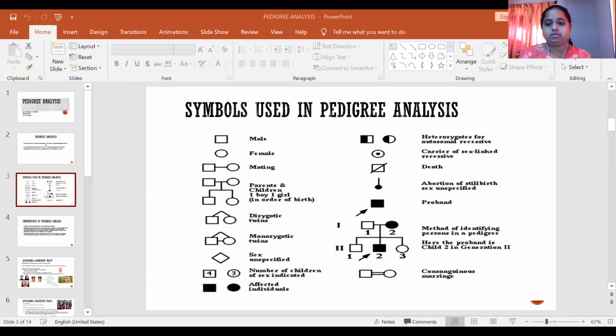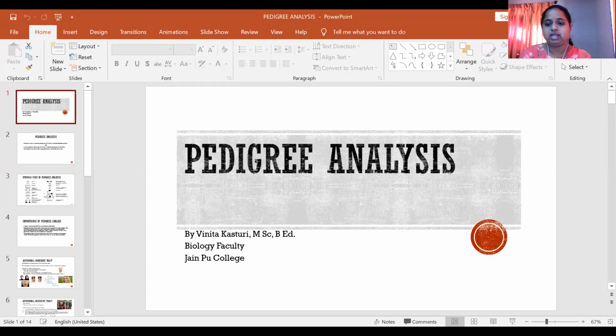Today we'll have one more practical session of second PUC, that is pedigree analysis. We have done the concept of pedigree analysis in the theory under the chapter Principles of Inheritance and Variation. So today we will be studying about the practical aspect of this pedigree analysis.